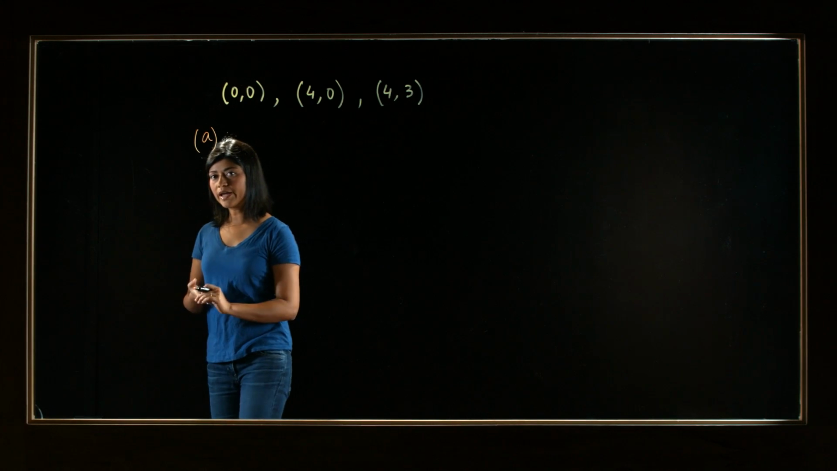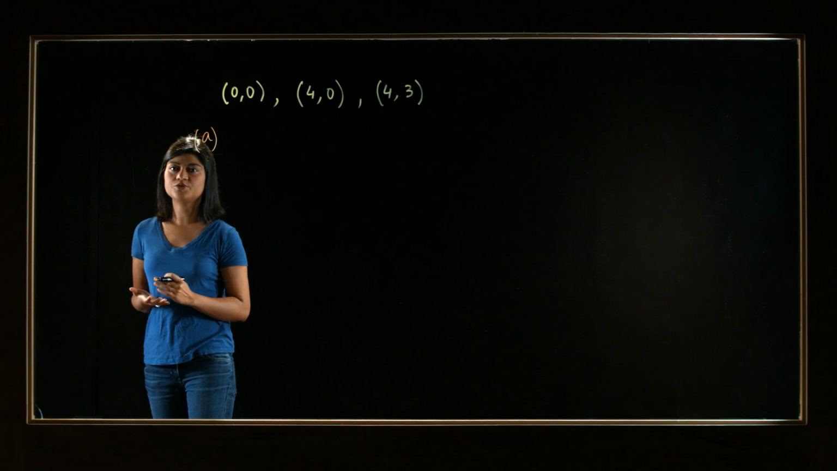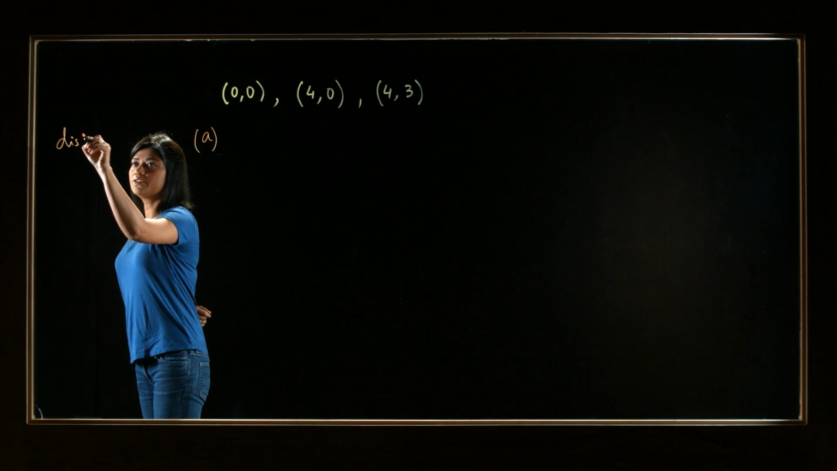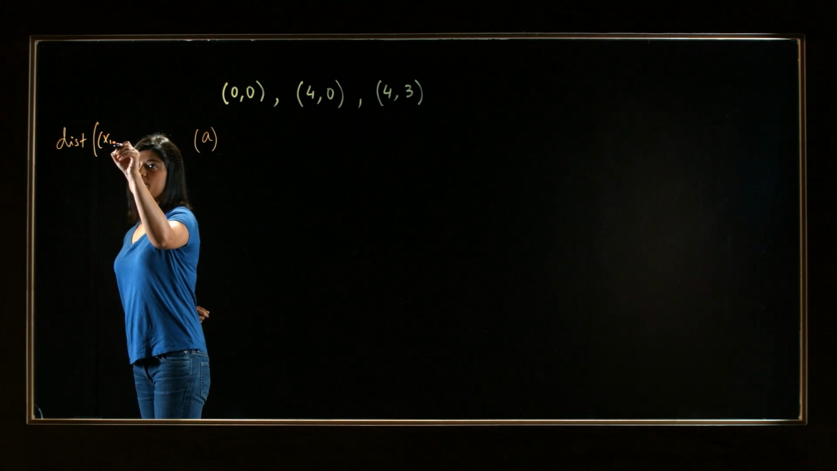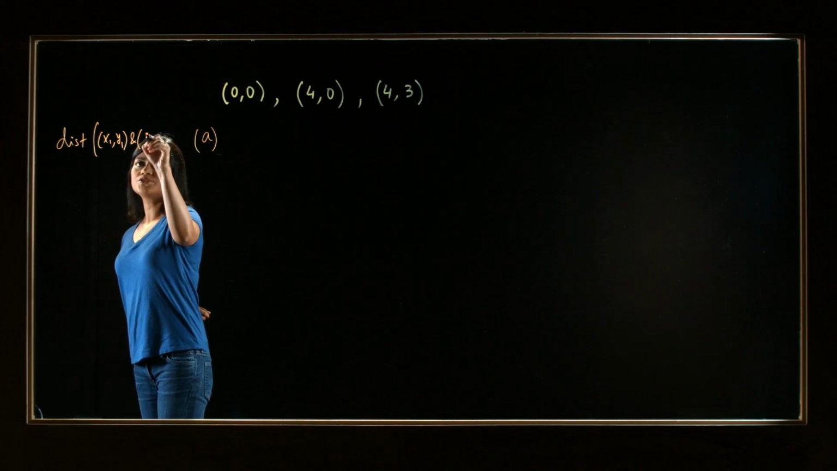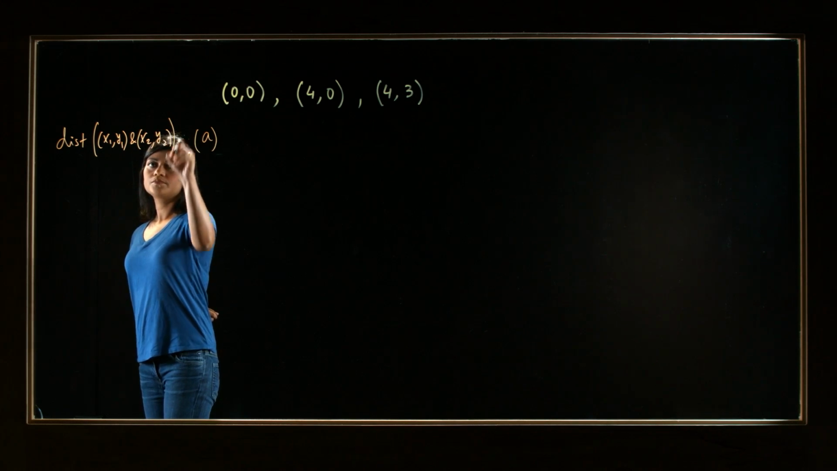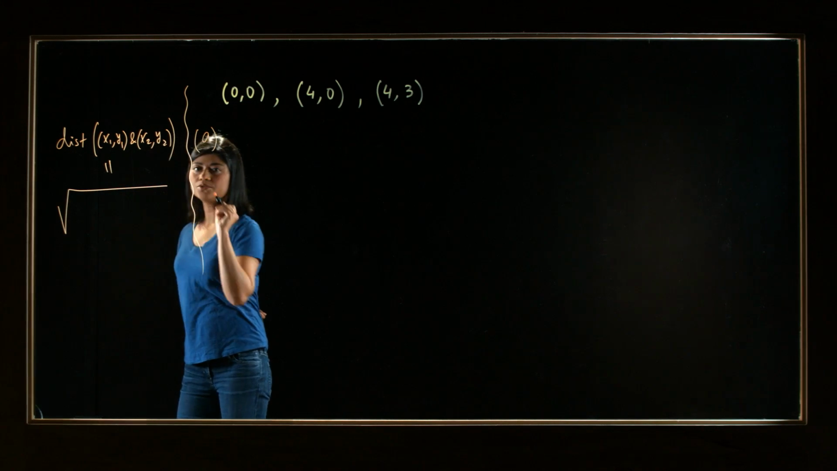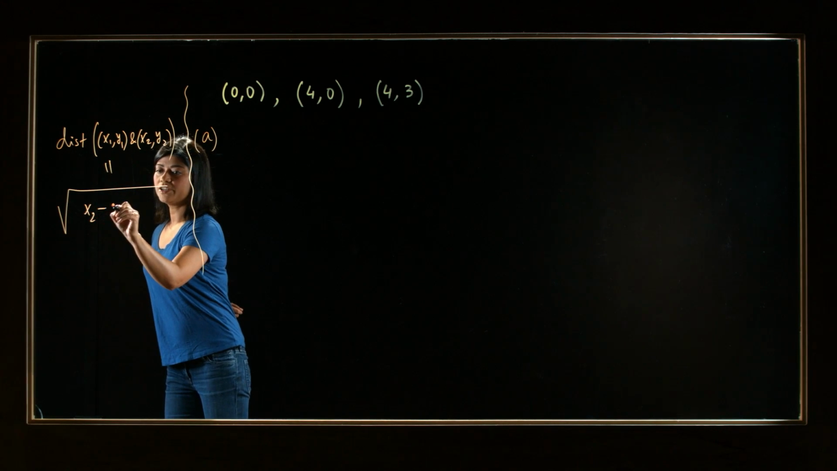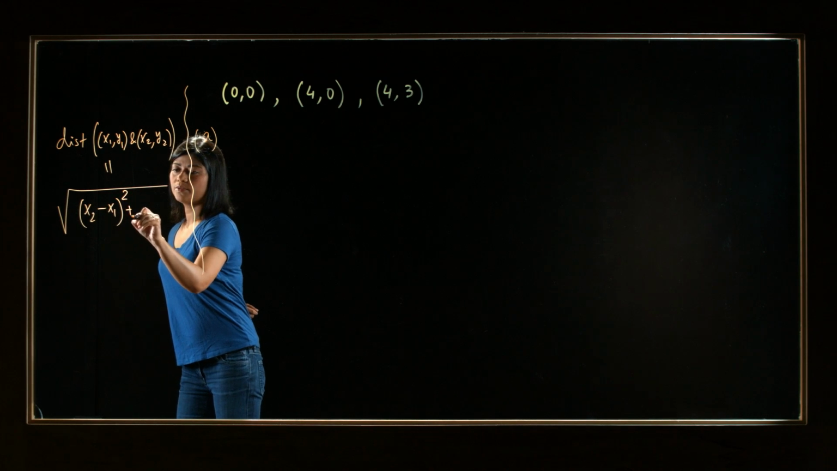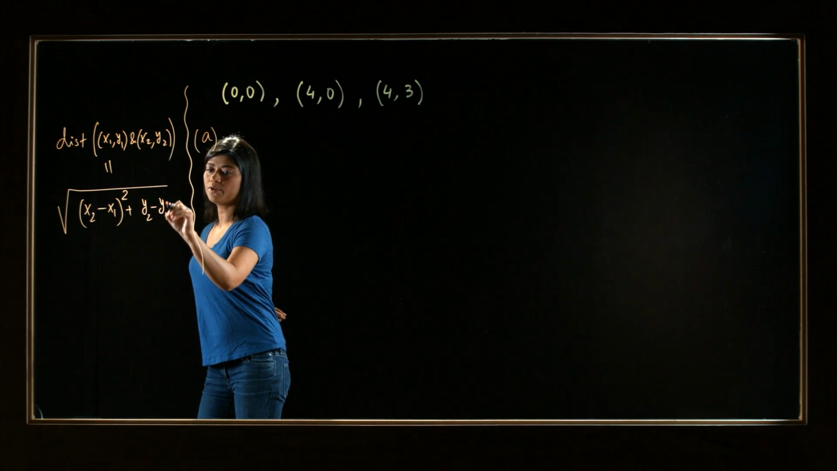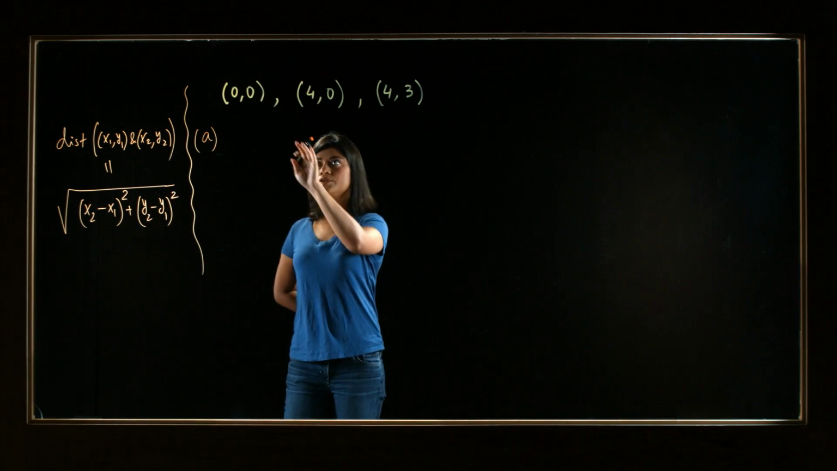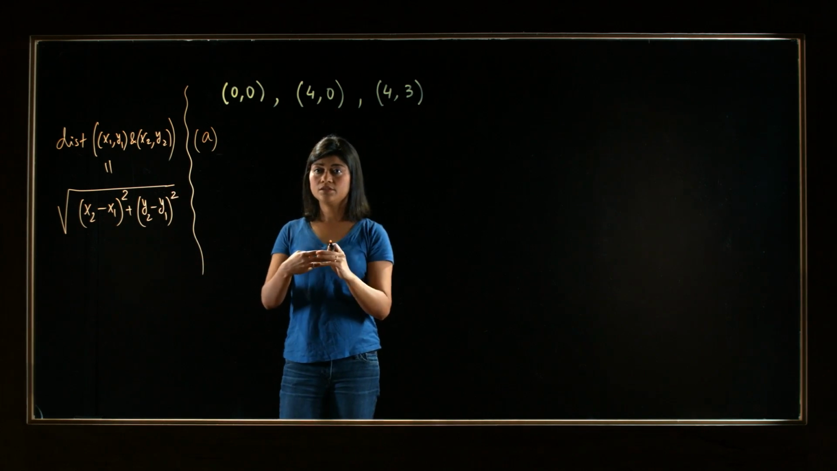So, let me first remind you how to compute distance between 2 points. Say you have to compute distance between, say, x1, y1 and x2, y2. And the formula is the square root of (x2 minus x1) square plus (y2 minus y1) square. Okay. So now we have to compute 3 lengths.